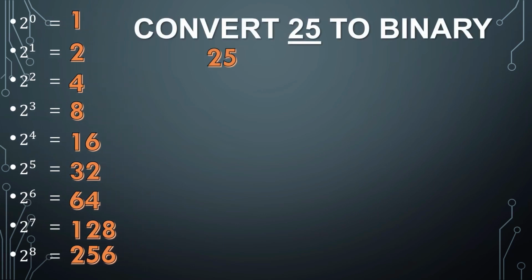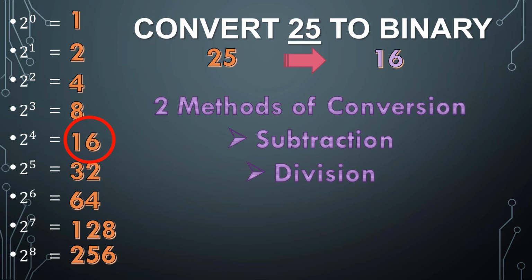Converting 25 to binary, we are going to check this one. Because 256 exceeds 25, we are going to look for the highest base number that is less than 25, and that is 16. So we are going to start with 16. But before that, I would like you to know that there are two methods of conversion: the subtraction and division method.